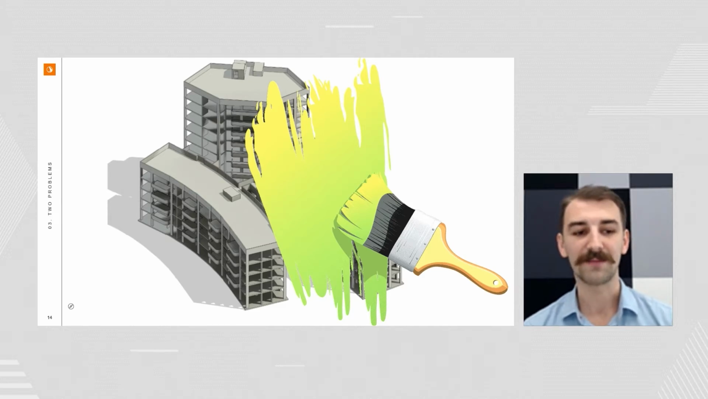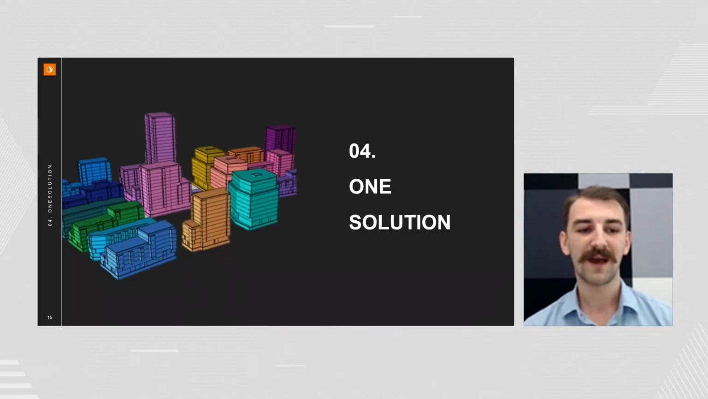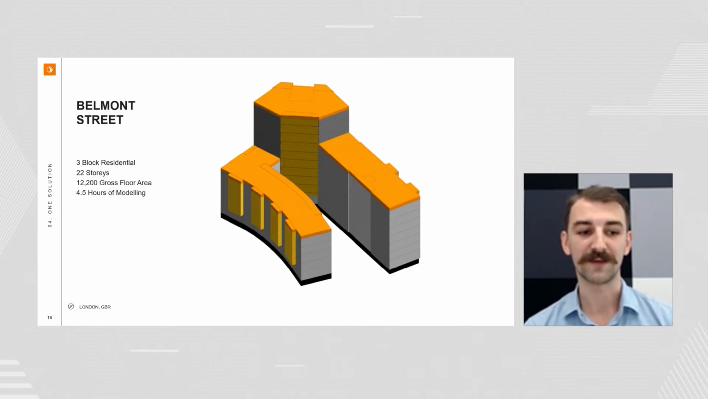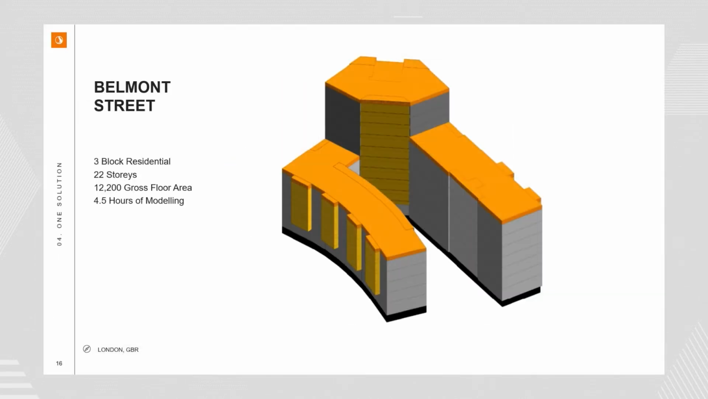Now, while this may sound a bit dire, all of these problems are really just opportunities, and we have the solution. I'm hoping that this looks very familiar to you. It should. It's the Belmont Street building, the 3-building, 12,200 square meter building I showed you earlier. Except it's not really. It's the first step in our new digital workflow for whole life cycle carbon assessment.